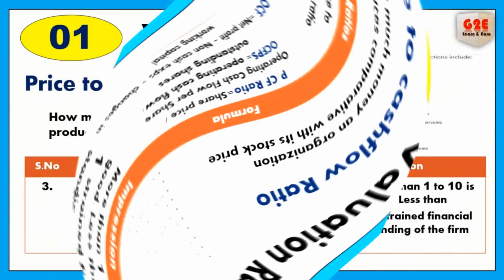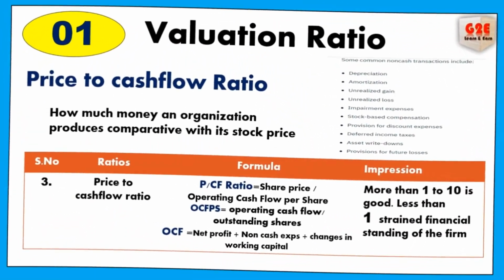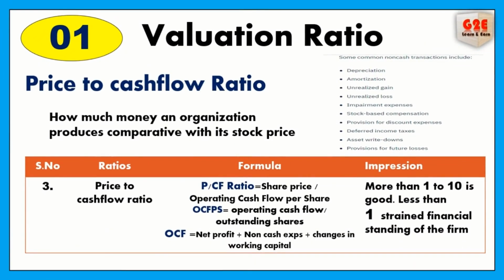And the next one, the price to cash flow ratio. This is a very important ratio. It shows how much money an organization produces compared with its stock price. In all these valuation ratios, how much money the company has produced is measured against the stock price, in terms of sales.